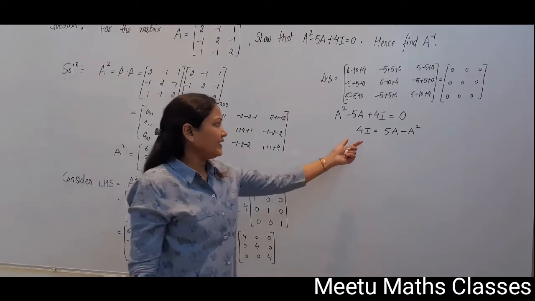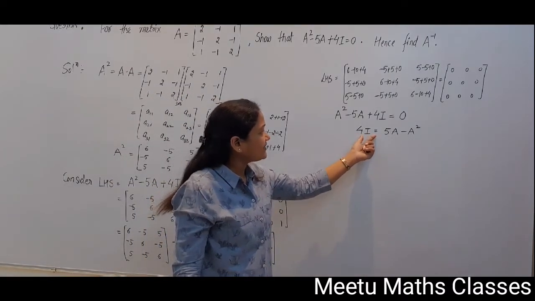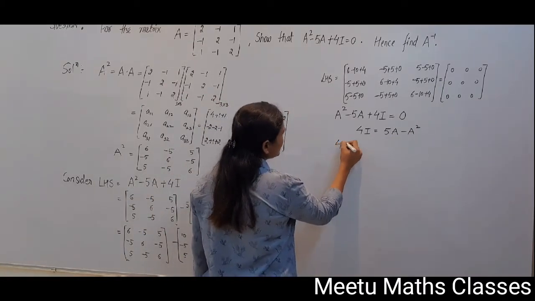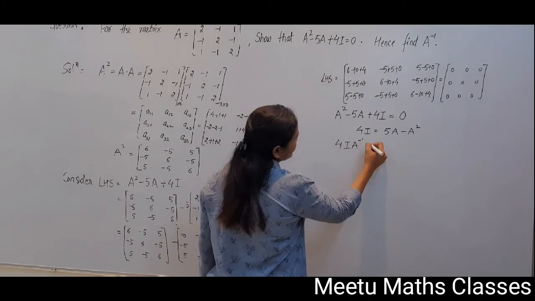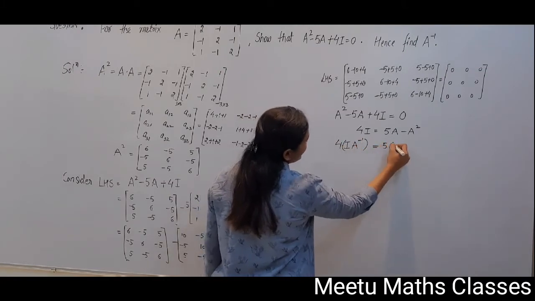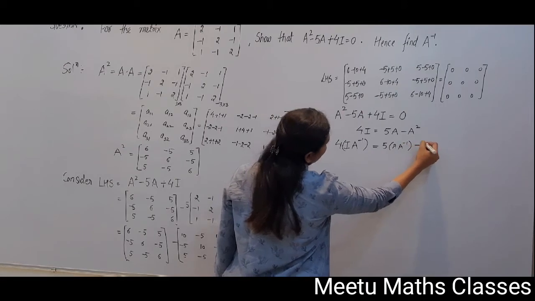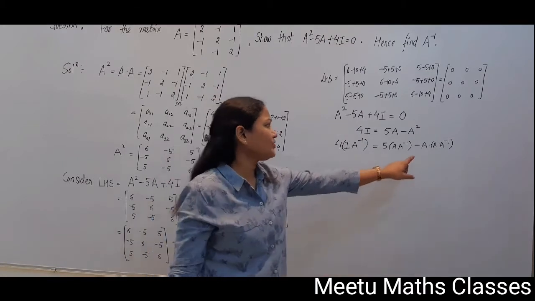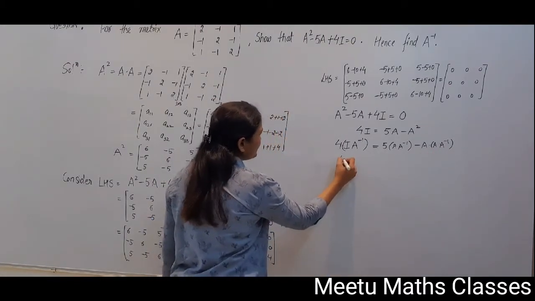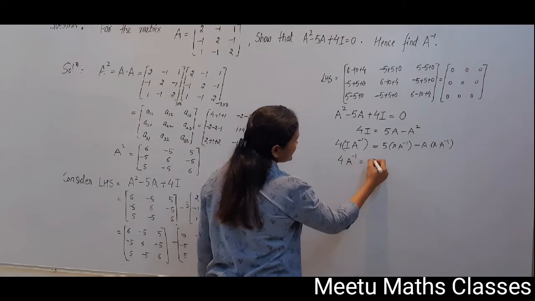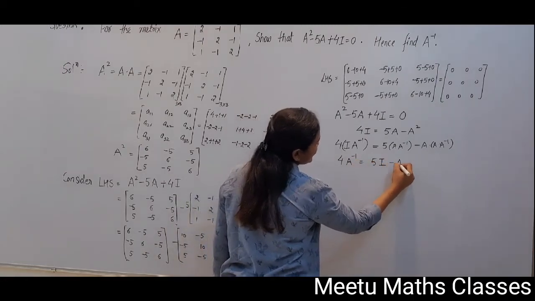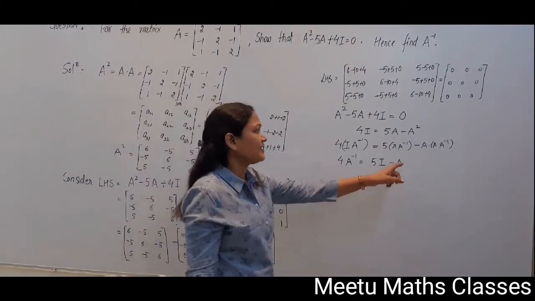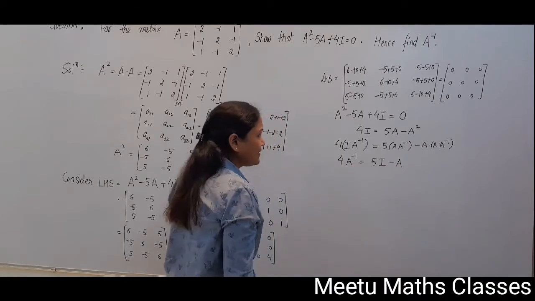Now what you have to do, you have to find the value of A inverse, so you can multiply the whole equation by the inverse. So if you are going to multiply with A inverse, then this A square can be written as A into A inverse, and this will be equal to 4 times A inverse is equal to 5 times identity minus A into, this identity matrix will become, and A into identity, any matrix multiplied by the identity matrix will give you the same matrix.